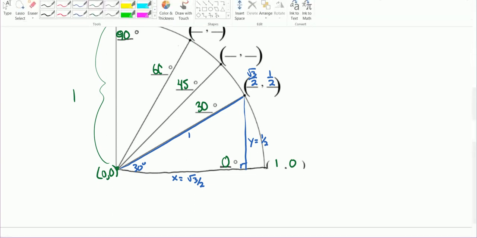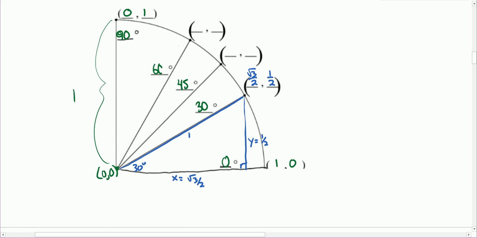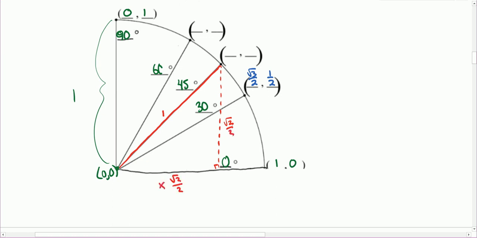The next one, 45. I drop an altitude here, make a right triangle. Get rid of my 30 degree marks. So in a 45, 45, 90, this hypotenuse is the radius of the circle, still got a length of 1. Side lengths are root 2 over 2 and root 2 over 2. This is my x value, this is my y value. So I got root 2 over 2 and root 2 over 2.